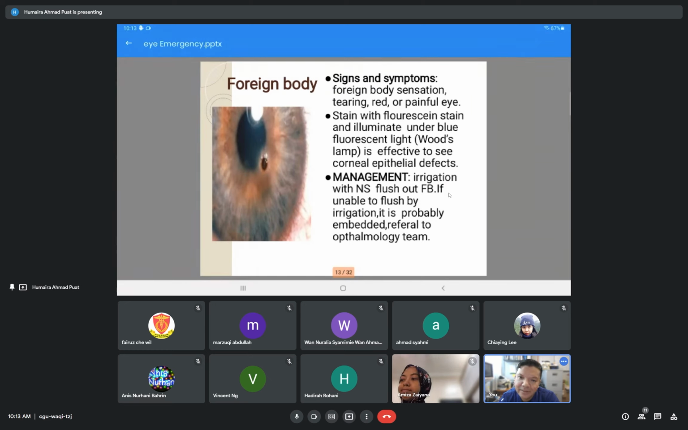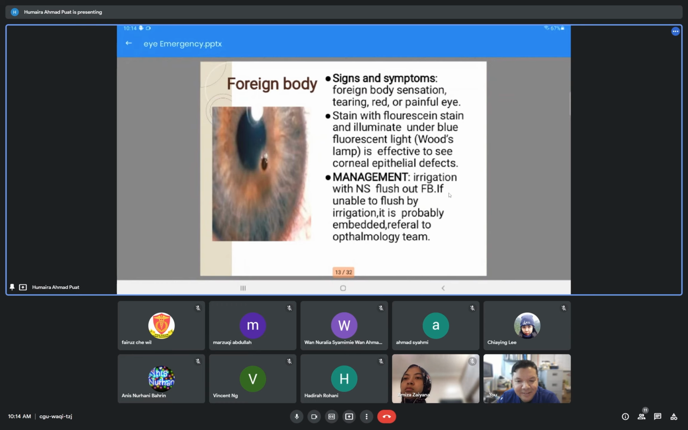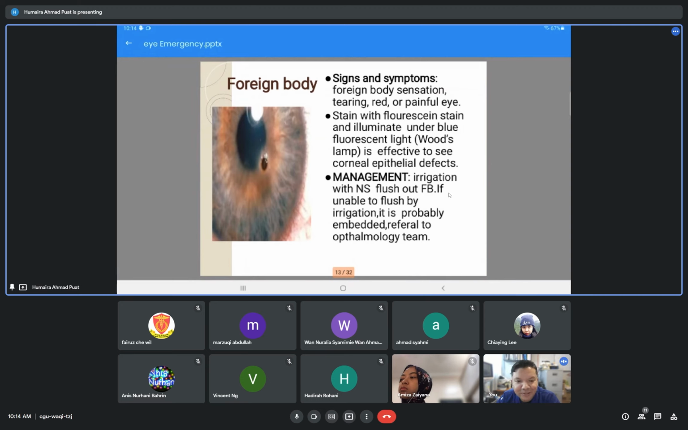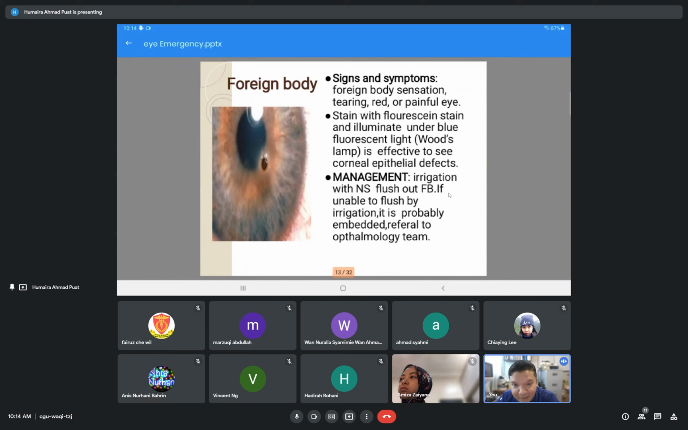Okay. So if you refer to ENT and they see a foreign body, how do they want to remove it? How do you think they want to remove the foreign body? What do they use? Do you know? They will use a needle. They will use a 25 gauge needle and try to remove the foreign body.